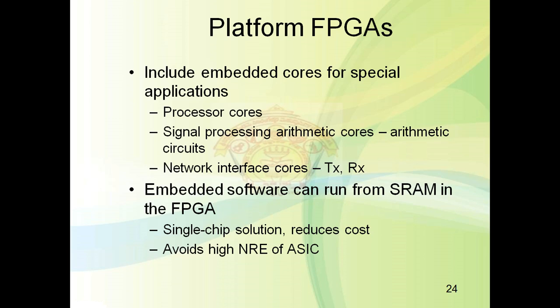For example, take the applications of audio and video processing and information encryption and decryption. In order to increase the usability of the FPGA in such applications, for example, signal processing arithmetic cores, arithmetic circuits, and network interface cores, that is, computer network transmitters and receivers.